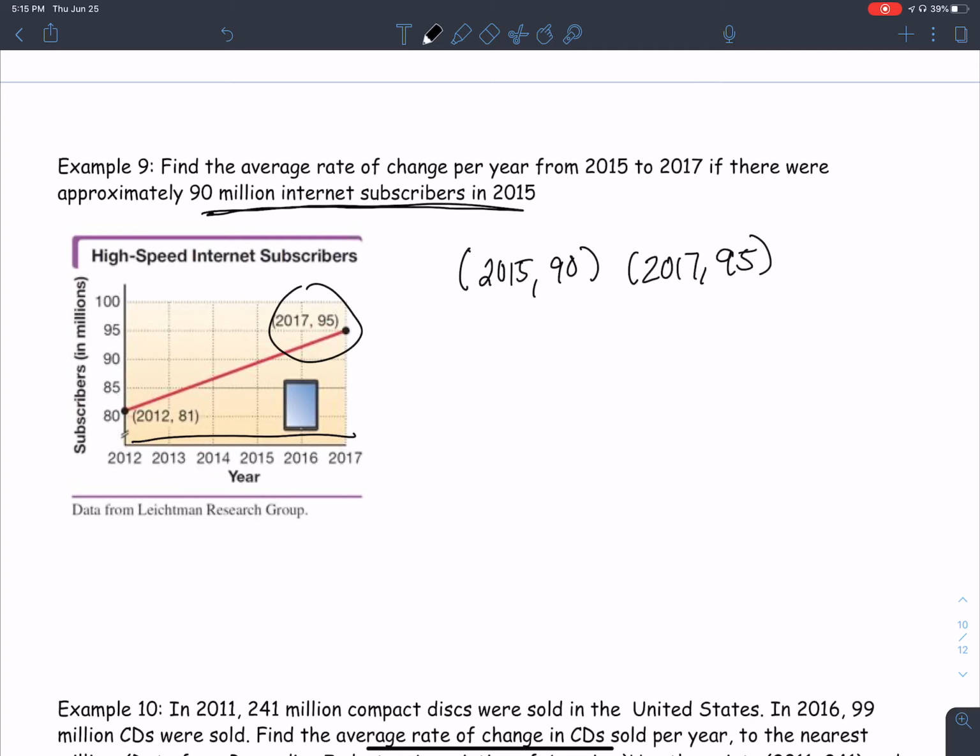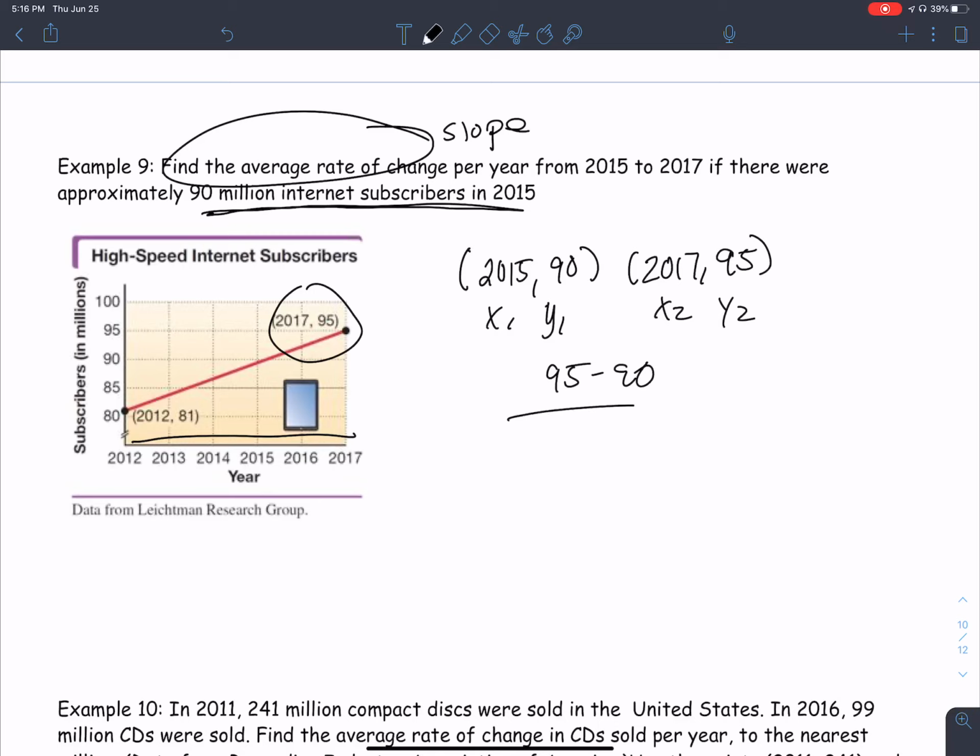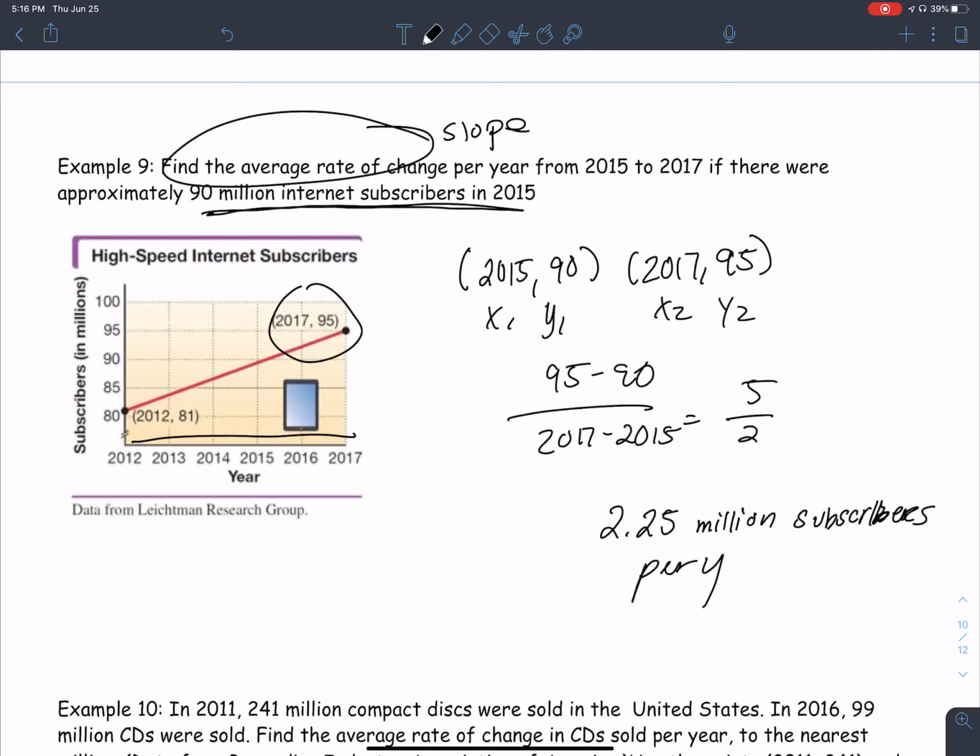Rate of change is just slope. So x1, y1, x2, y2. So 95 minus 90 over 2017 minus 2015, that gives me 5 over 2. So my average rate of change is 2.5 million subscribers per year. That's it for that one.